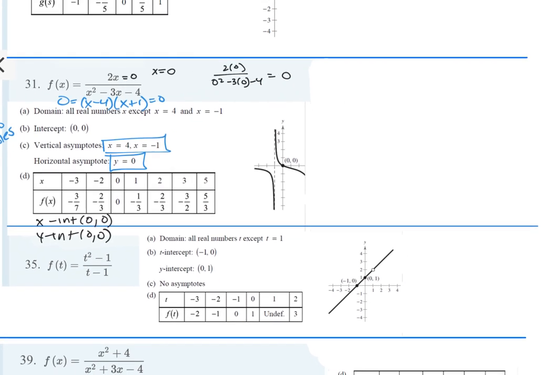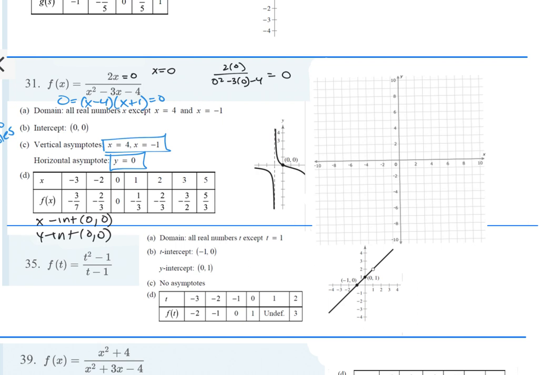And then when you graph it, I would start with my vertical asymptotes at 4 and negative 1, horizontal asymptote at 0. And then the only point I have is 0, 0. So I know this is one of those scenarios. Remember we said that it could cross through your horizontal asymptote. It cannot cross through the vertical, but it can cross the horizontal. So I know there's something happening there where it's crossing through.